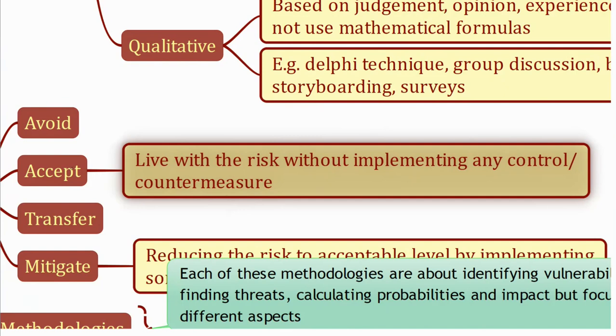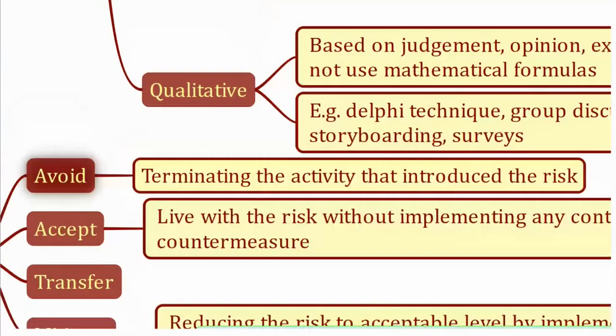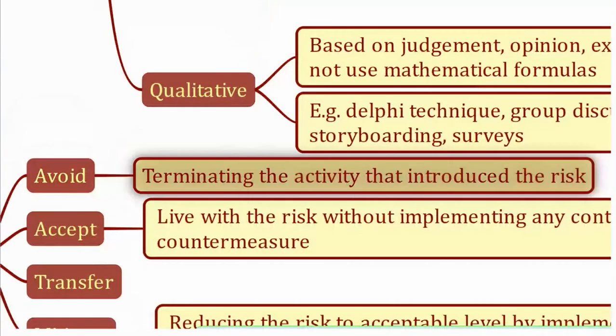The opposite of accepting the risk is avoiding the risk. What do we mean by avoiding the risk? Avoiding the risk means terminating the activity that introduced the risk, which means that you are about to undertake an activity, you analyze the risk, and you say that the risk is just way too high in comparison to the benefit that we are going to get from this activity, and we cannot afford to bear the losses that could happen if this risk were to materialize. So let's not undertake this activity at all. That is called avoiding the risk.